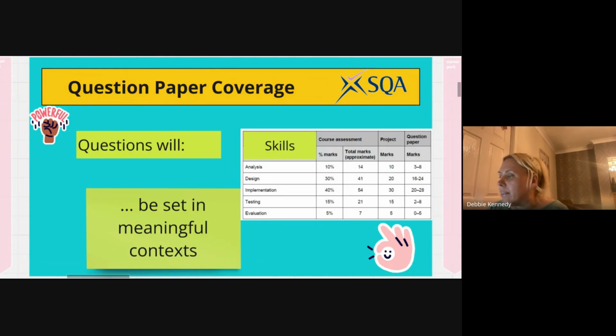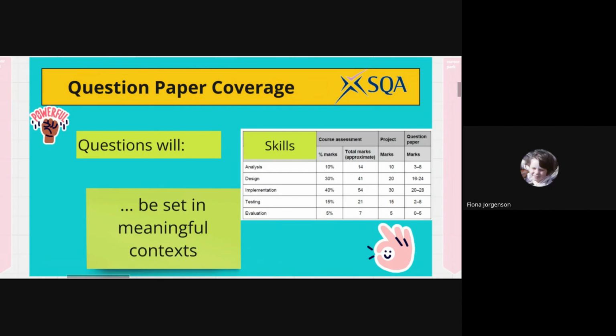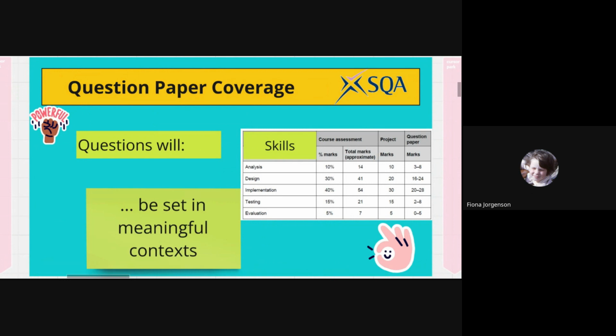The other thing is that most of the questions are set in scenarios, and the students should be relating their answers to the scenario as best they can. There's quite a lot of reference made to that in the course reports, that pupils have been a bit too generic in their answers, almost memorising definitions, rather than relating it back to the context of the question itself.